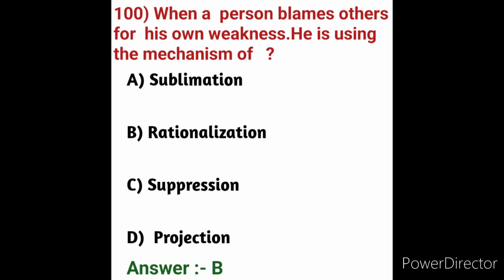Question number 100. When a person blames others for his own weakness, he is using which mechanism? Option A, sublimation. Option B, rationalization. Option C, suppression. Option D, projection. Actually, in these cases the person defends himself, meaning it is one of the defense mechanisms. The person defends himself with logical reasons and explanation. Option B is the correct answer. Rationalization is the correct answer.